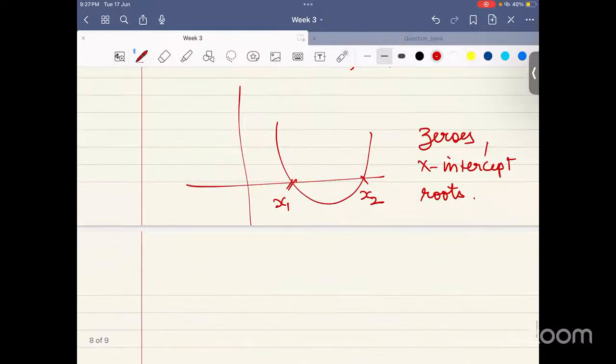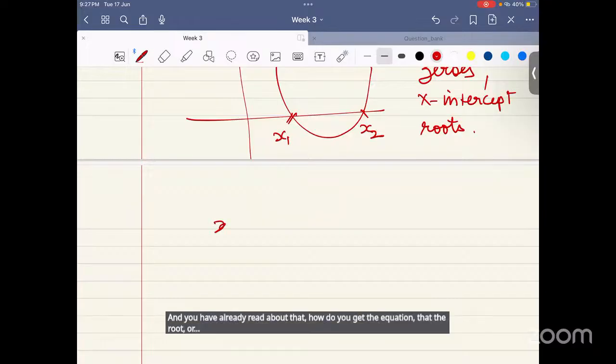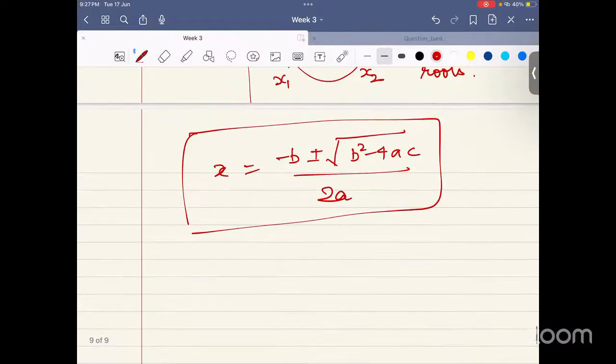You have already read about that. How do you get the roots? You have a basic simple formula, right? Minus b plus minus square root of b square minus 4ac, upon 2a. Correct? Any doubt in this question or not? Is it clear to everybody?